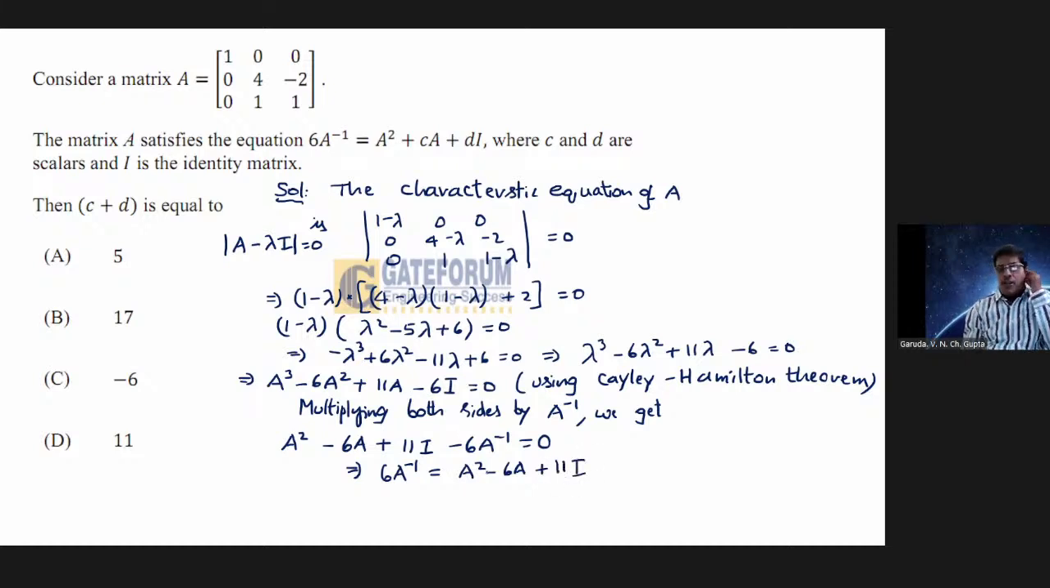So comparing this last step with the given 6A inverse is equal to A square plus CA plus DI, after comparison, C is equal to minus 6, D is equal to 11, which implies C plus D is equal to 5. So accordingly, the answer is option A. Hope that everyone understood.